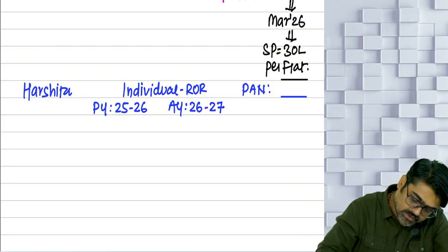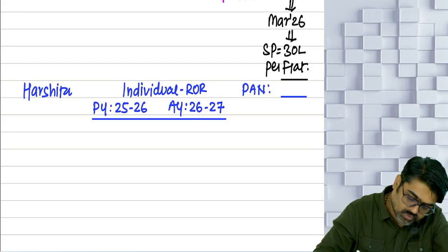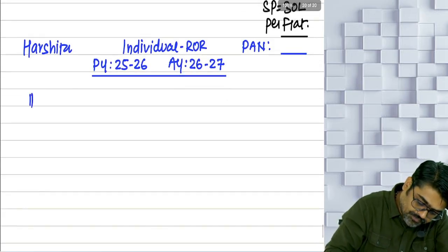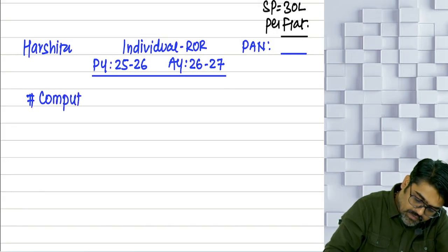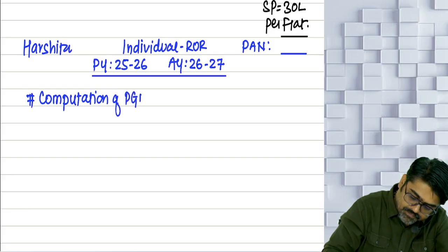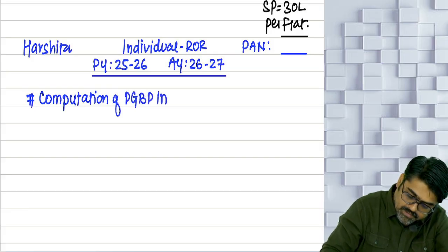26-27. Now in this year, what are you going to do? You are going to do two things. Number one, computation of which income? PGBP income.